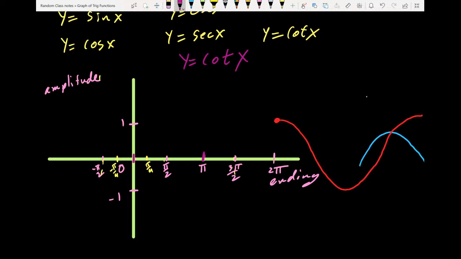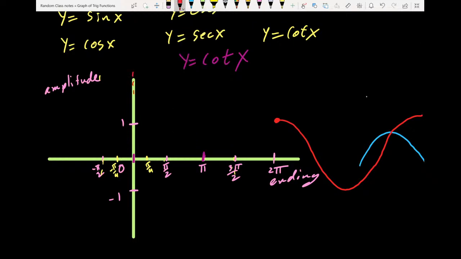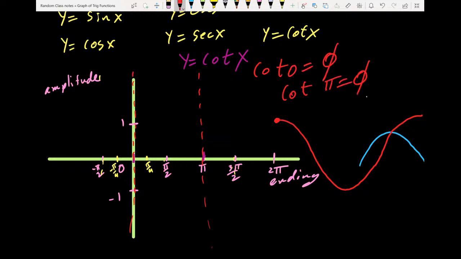And at the beginning and the end, that's where it will have its asymptotes, where it's undefined. Because cotangent of 0 or cotangent of pi is undefined. Now, how does cotangent behave? Plug this in. Cotangent of pi over 4. What do you guys get?